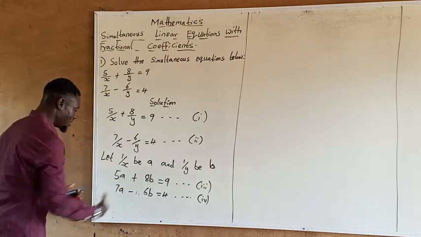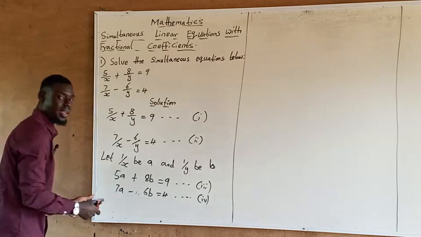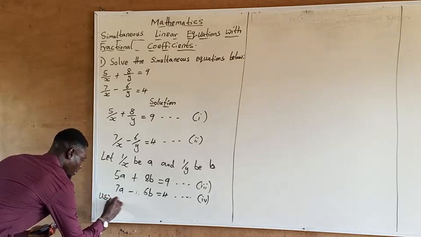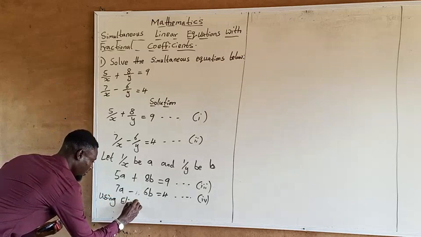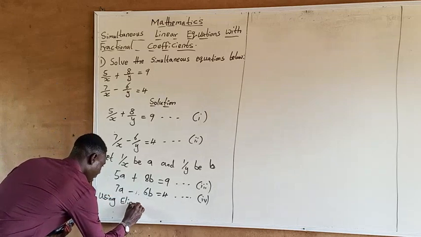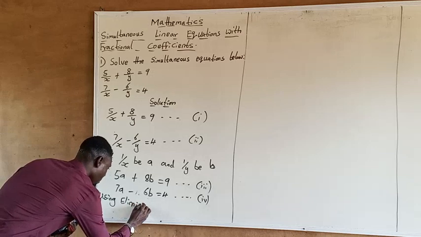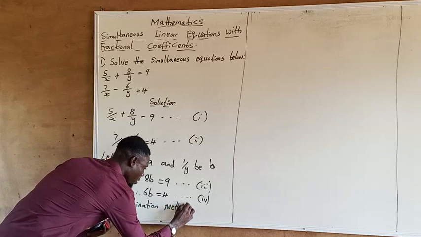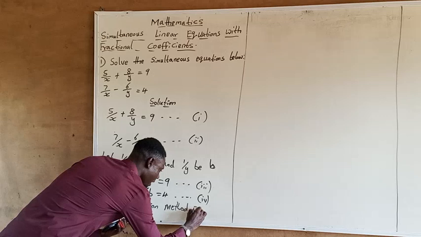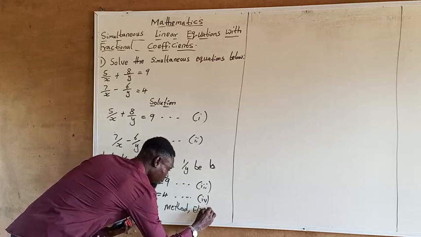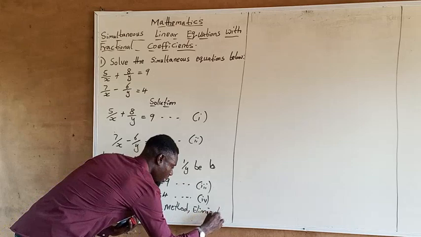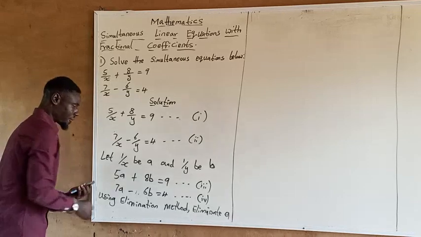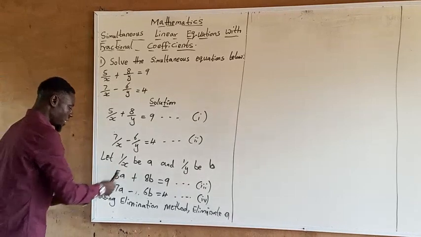And which of them should I eliminate? Okay, I should eliminate a. You have to write it down: using elimination method, eliminate a. Now I want to focus on eliminating a. I want to use the elimination method by eliminating a.